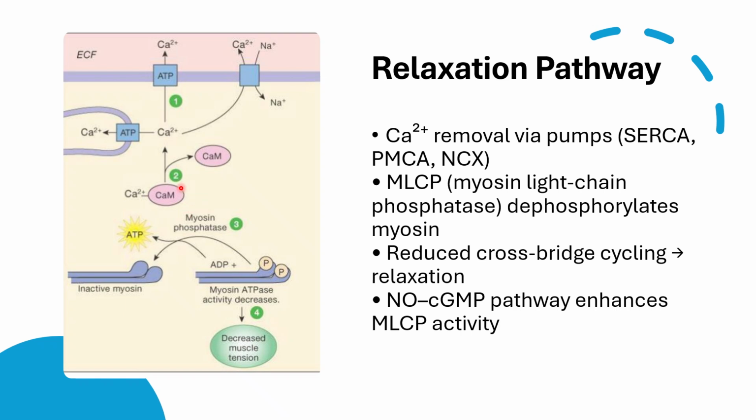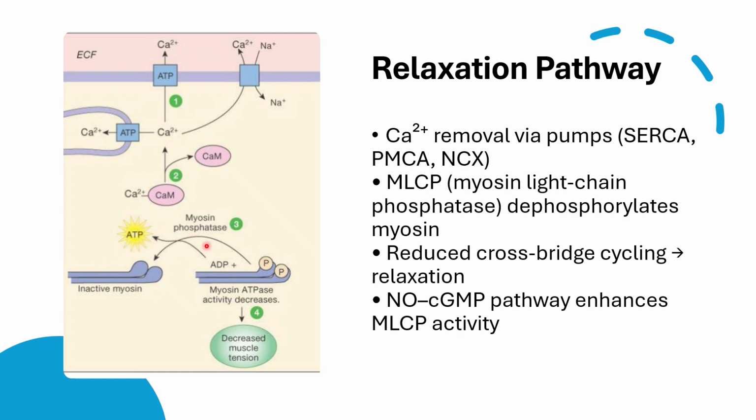Now, with less calcium available, the calcium calmodulin complex gradually fades away, right? And it disappears. All you have left is calmodulin. And as this happens, the myosin light chain kinase falls silent. This hands control over to myosin light chain phosphatase, which slowly dephosphorylates myosin.